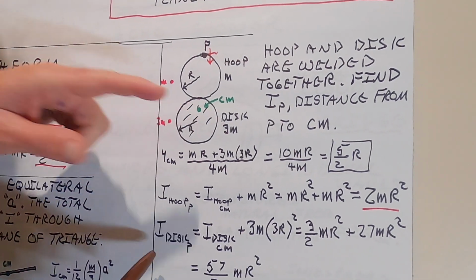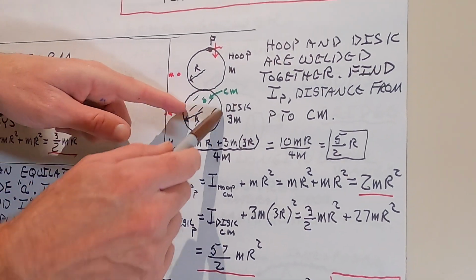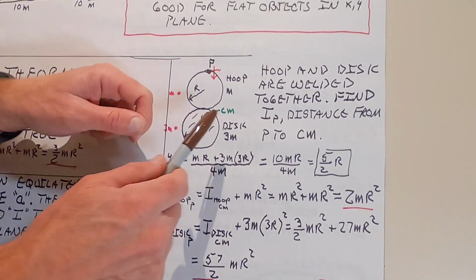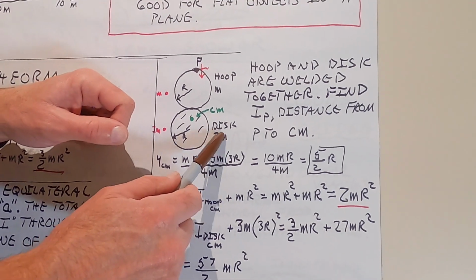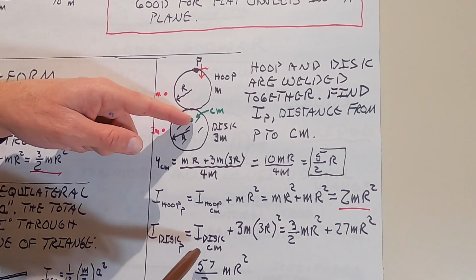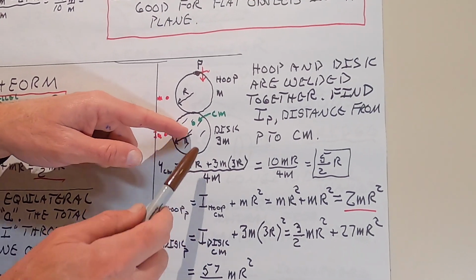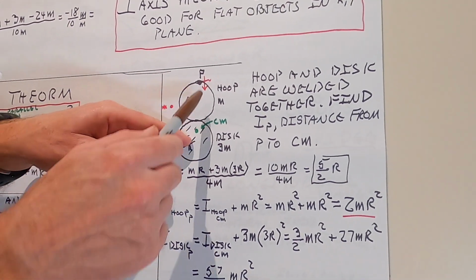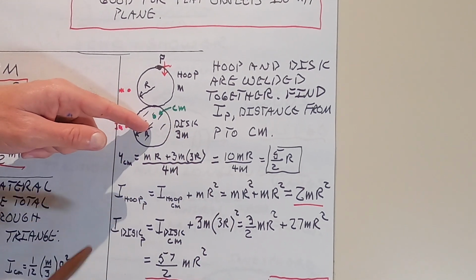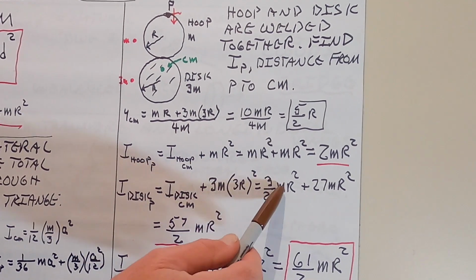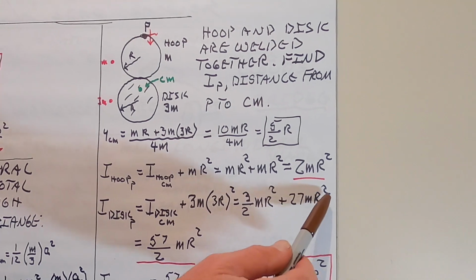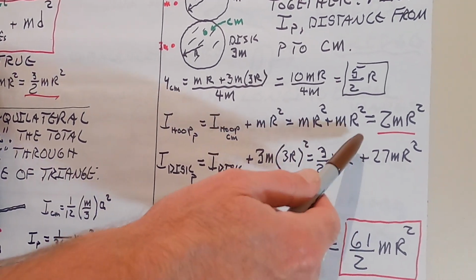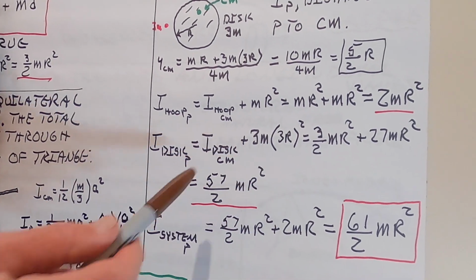Now we can do the I of the disk. I of the disk is I about the center of mass of the disk, which is 1/2 mr squared, except times 3m. So it's 3/2 mr squared because the mass is 3m. Plus the mass of this, which is 3m, times the distance from here to here squared, which is 3r quantity squared. So it gives you 3/2 mr squared plus 27 mr squared, which gives you 57/2, if I get a common denominator right there, mr squared.